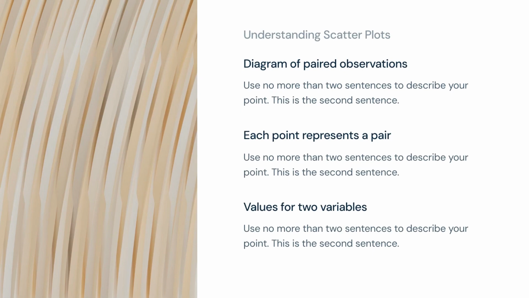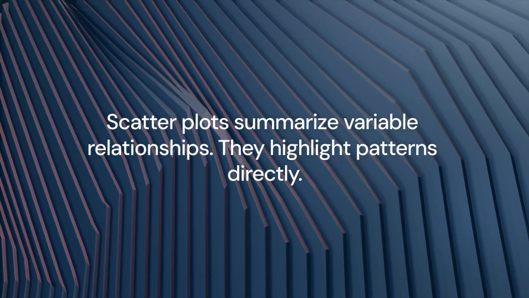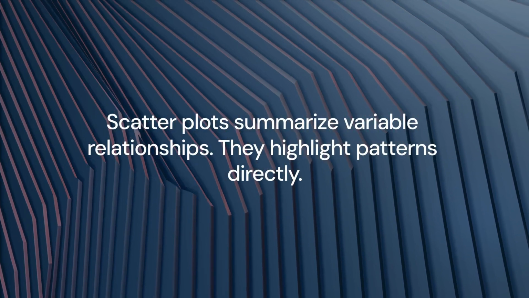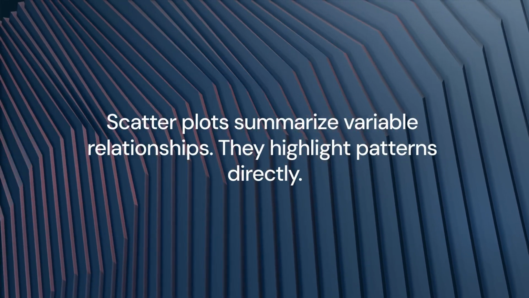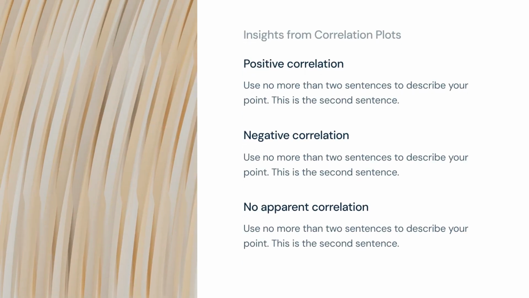But what exactly is a scatter plot? It's simply a diagram where paired observations are plotted, each point representing a pair of values, one for each variable. Understanding scatter plots is essential as they visually summarize the relationship between the variables, making it easier to observe patterns directly. The types of correlation visible in these plots, whether there's a positive, negative, or no apparent correlation, provide initial insights into the nature of the relationship between variables.